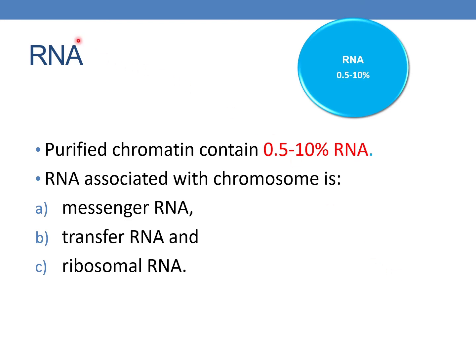The next one is RNA. The purified chromatin will contain about 0.5 to 10% of RNA. And these RNAs remain associated with chromosome in the form of messenger RNA, transfer RNA, and ribosomal RNA.